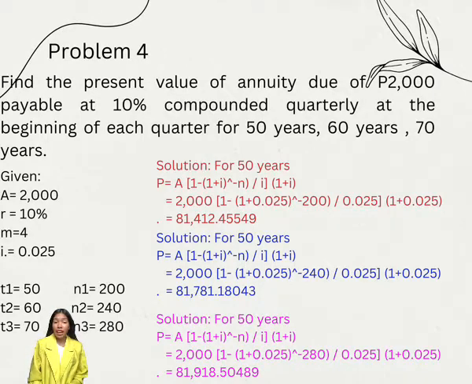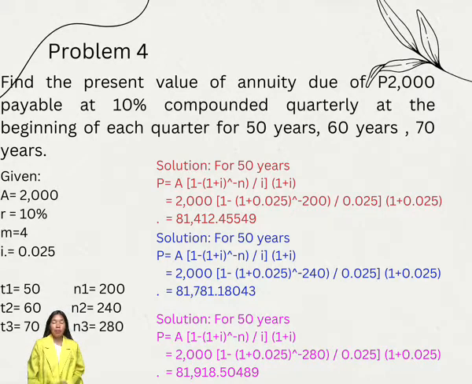We have our A, 2,000, R, which is 10%, M, 4, and our I, 10% divided by 4, that is 0.025. Time 1 is 50, time 2 is 60, time 3 is 70. And we also have our N sub 1, 200, N sub 2, 240, and N sub 3, 280. So let's solve first for the 50 years.